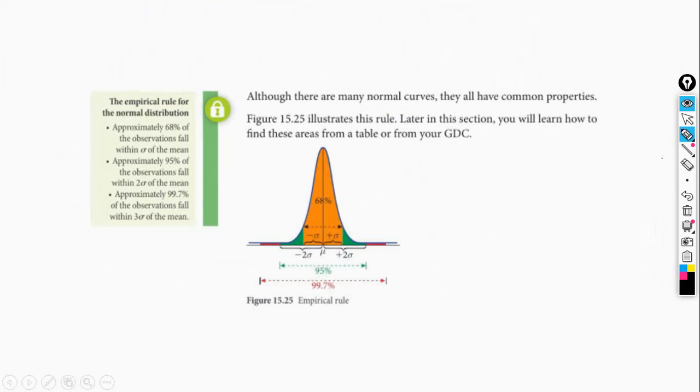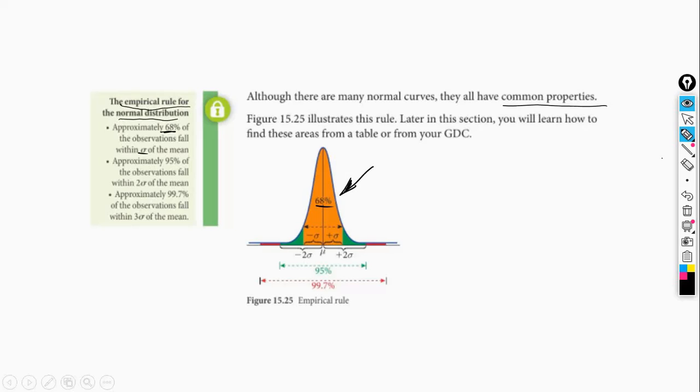So in the next slide, you're going to find some information about normal curves, because although there are many normal curves, they all have common properties. Now, one of those common properties is what is known as the empirical rule for the normal distribution. And that is the following: approximately 68% of the observations fall within one standard deviation of the mean. So that's what we see in figure 15.25 as the orange area.